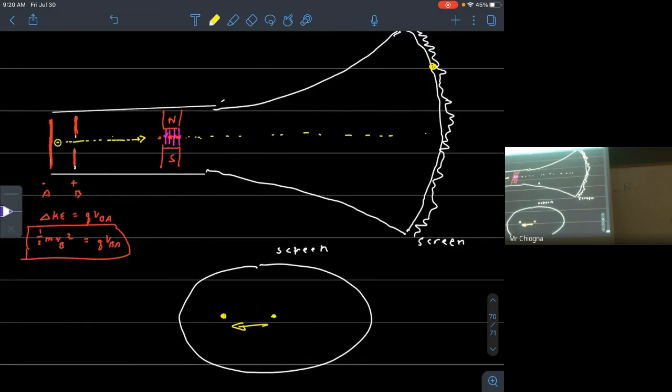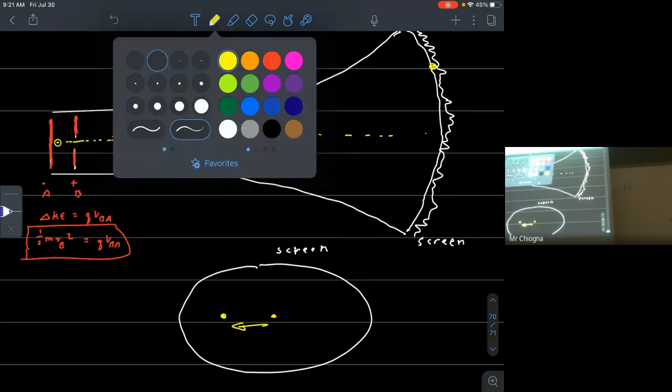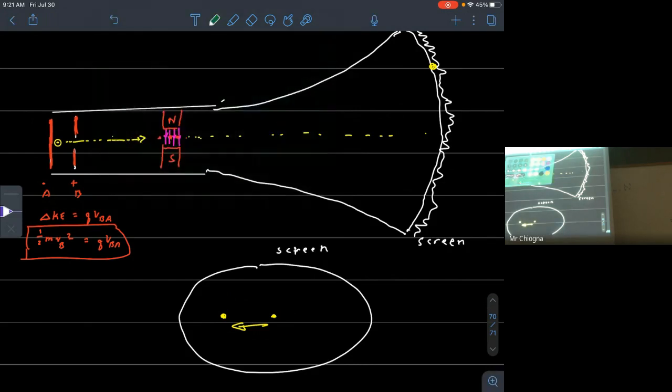Okay, now let's see what happens when you add the electric field. I'm going to just draw that in green here. So let's draw an electric field now.